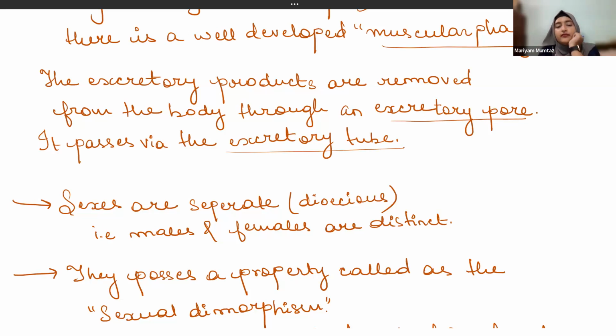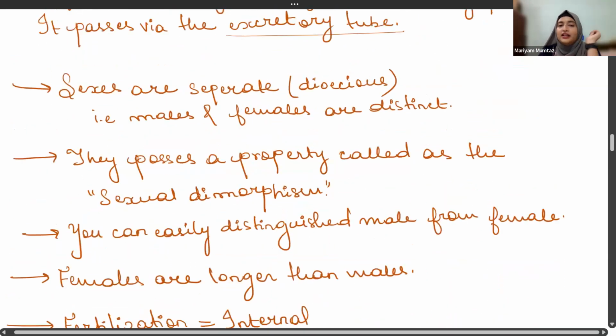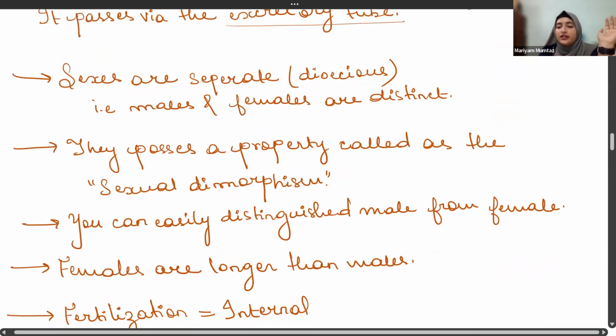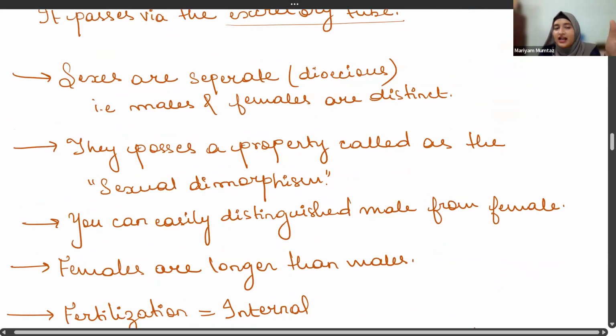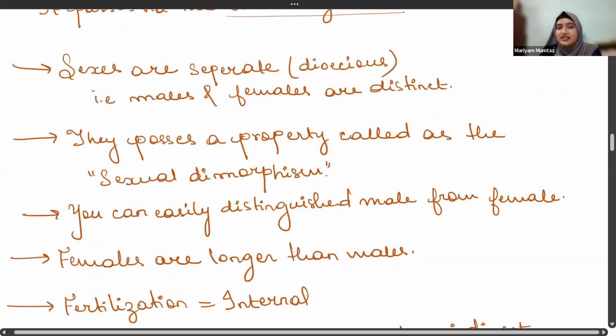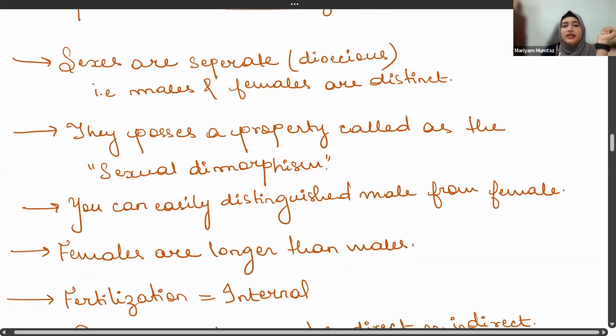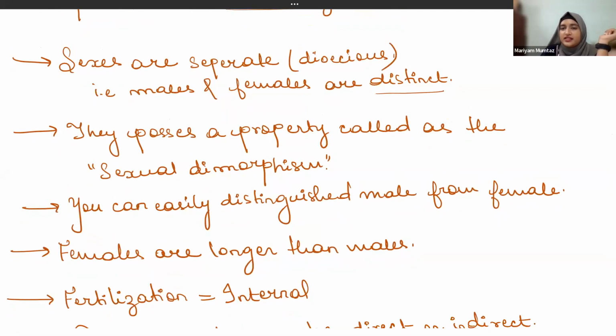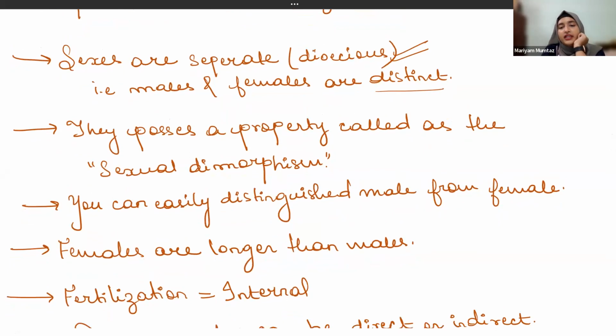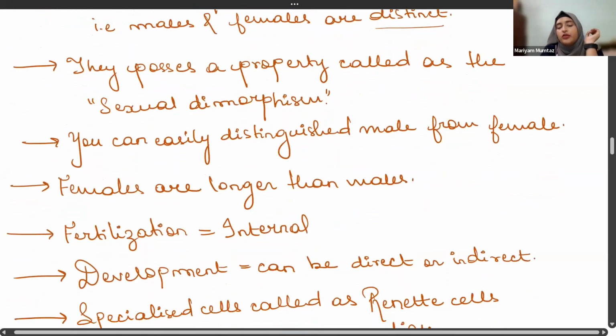Understood? Now here, up till now, we saw that the sexes were not separate, right? We saw all hermaphrodites. Now they are separate. The sexes are separate in them, meaning the males and the females are distinct. And this phenomenon is known as dioecious. Okay? Male and female are distinct. And they have this property which is known as sexual dimorphism.